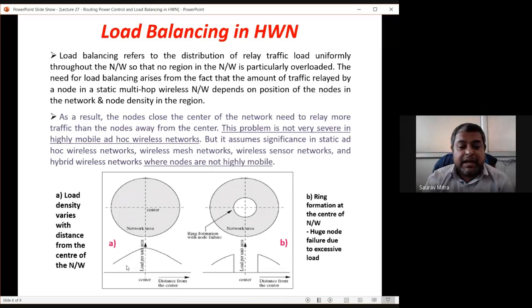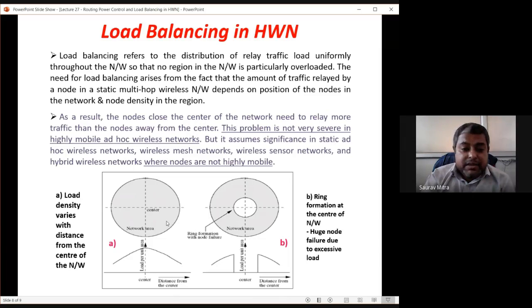As you are coming from right to left, that means as you are going along the diameter, the data traffic density is increasing, and exactly at the center, data traffic density of the nodes is maximum. So this is an area in which a lot of nodes are deployed within this circular area, and the nodes at the center are carrying a huge amount of data. So this is the center and this is distance from the center. As we go away from the center, the amount of data carried by the node is reducing.